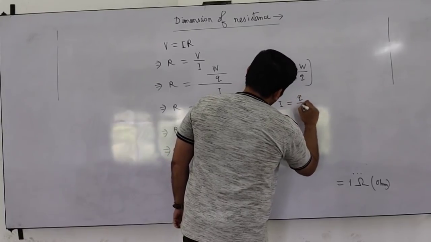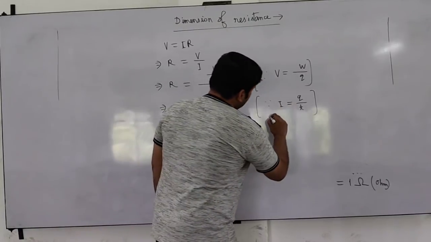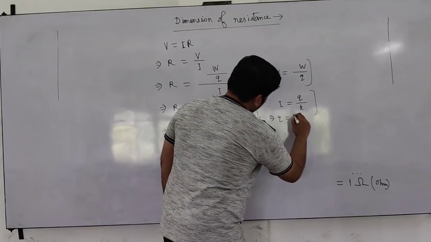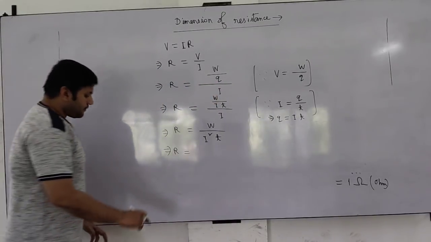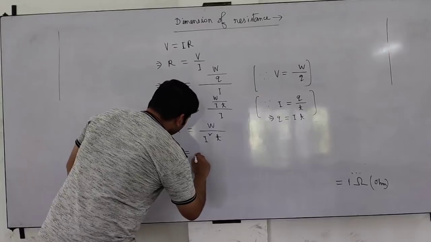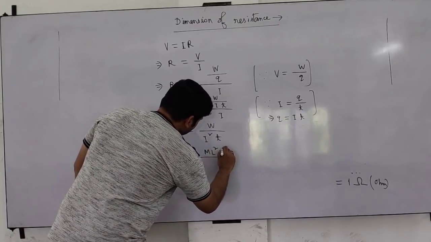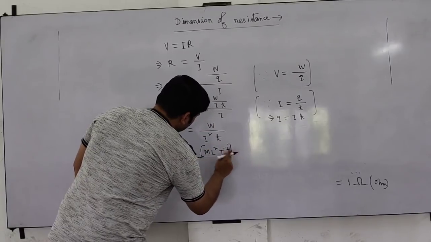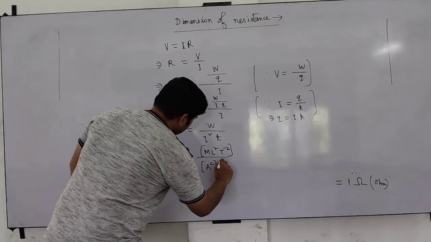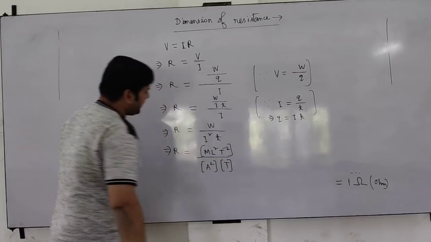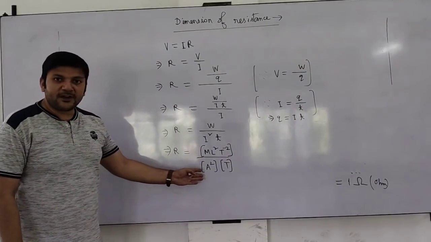We have already discussed I is equal to Q by T. Okay? Then Q is equal to IT. In place of W, we can write ML square T to the power minus 2. In place of I square, we can write A square. T is nothing but time. Okay? Are you getting this point?